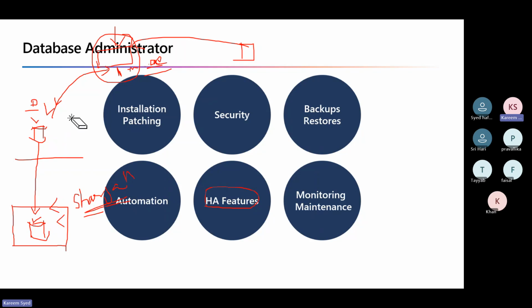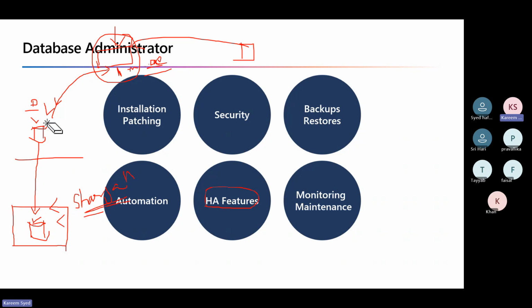Log shipping, mirroring, Always On. See, the name itself says the database is always on, either on server 1 or server 2, available to the application. Those are called high availability features. That's why we set up these features one time.